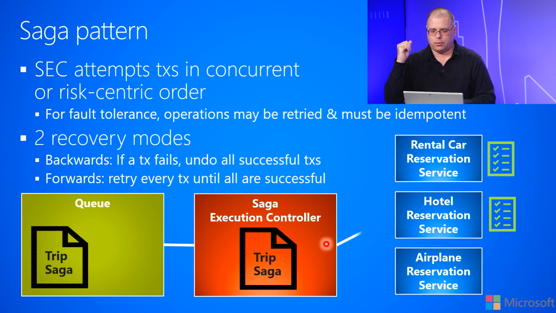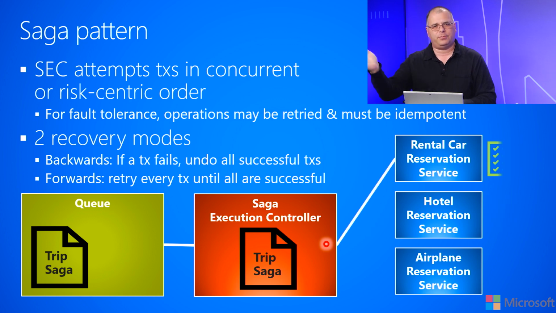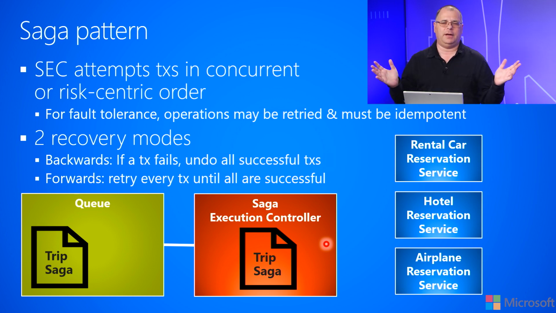Then the execution controller goes back to the hotel and says, please cancel. And then it goes back to the rental car and says, please cancel. And now it's all been undone as if it didn't happen at all. And that is what the Saga execution pattern is all about. It's a very popular pattern, actually.